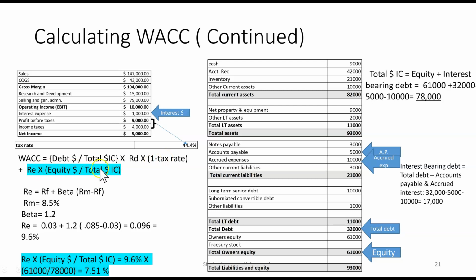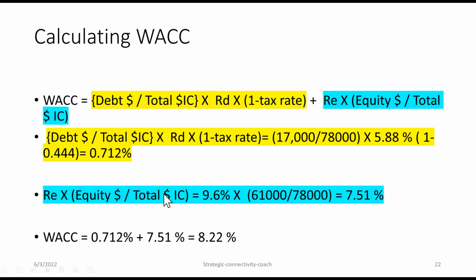Now we have calculated the blue portion, which has to do with the equity. So now if we put it both together, again, the formula, as we talked about a few minutes earlier, is that the weighted average cost of capital includes the debt piece and the equity piece. I shaded the debt in yellow and the equity in blue, cut and pasted from earlier. So it is 0.712%. Equity is 7.5%.